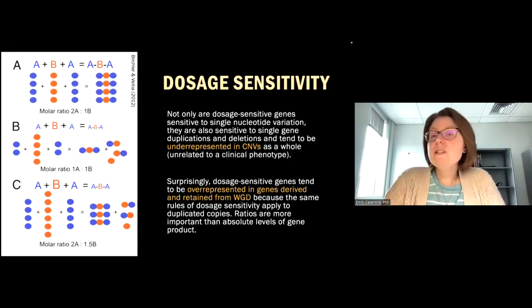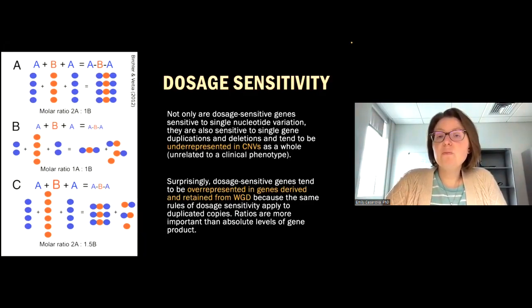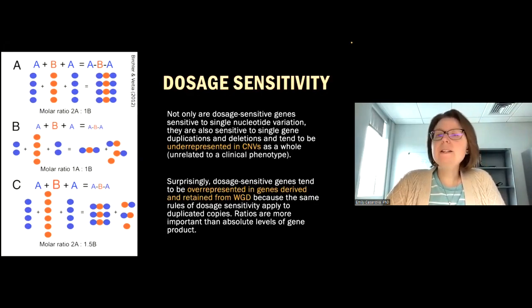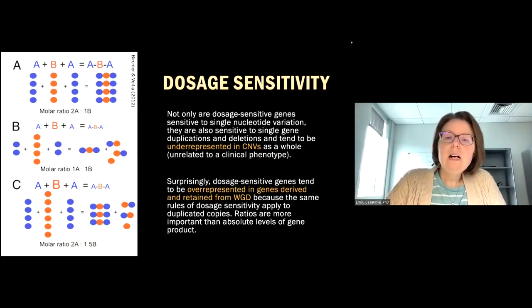So one of the things we see with these genes that are really dosage sensitive is they don't like to be duplicated and they don't like to be deleted when it's single gene duplications or deletions. And that makes sense, right? Because we're talking about ratios. So this is why they're underrepresented in those copy number variants we talked about, as long as we're not looking in a genetics clinic, right? But if we're just looking at the human population in general.